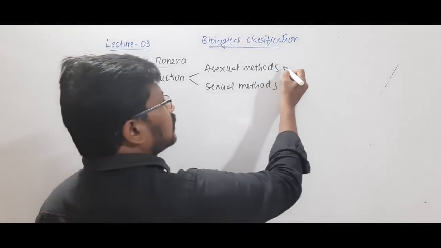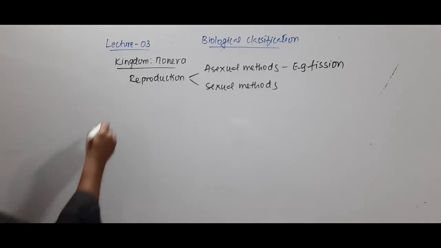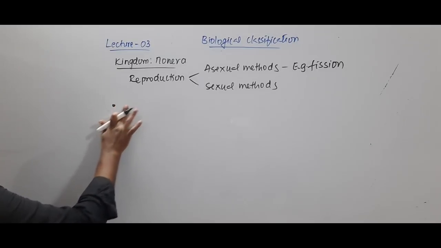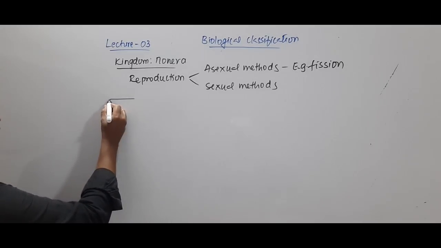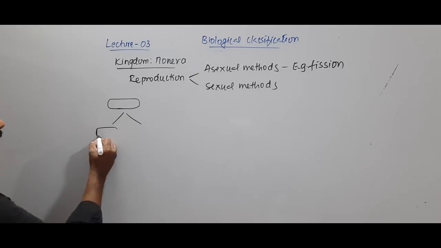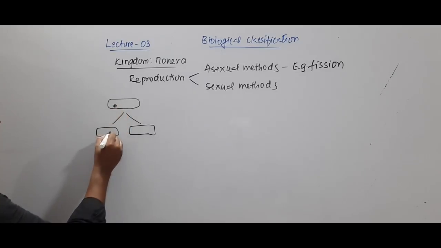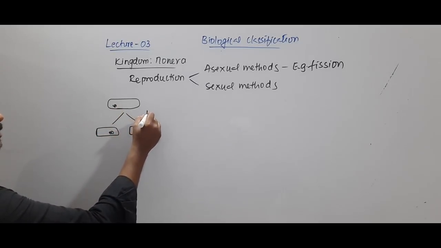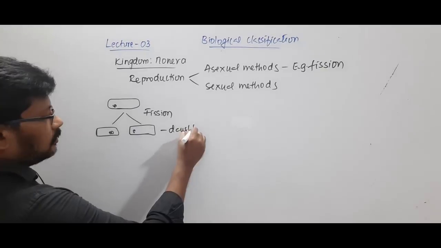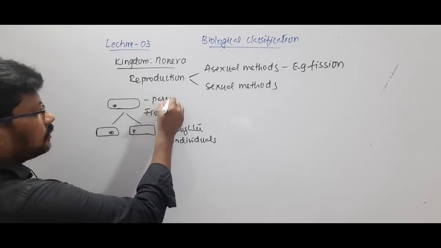The asexual methods include, for example, fission. Fission is a process where a bacterium divides into two daughter individuals by means of fission, right? So these are daughter individuals and this is the parent.